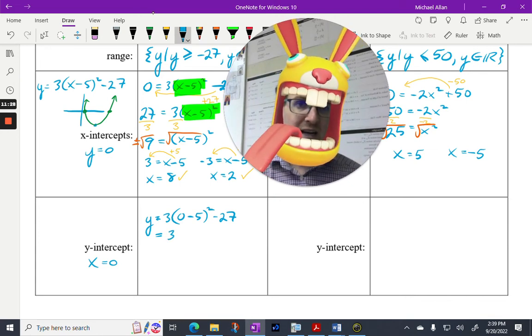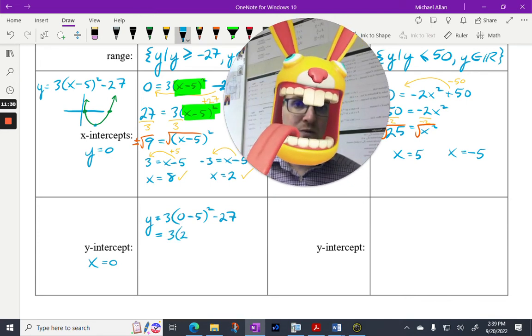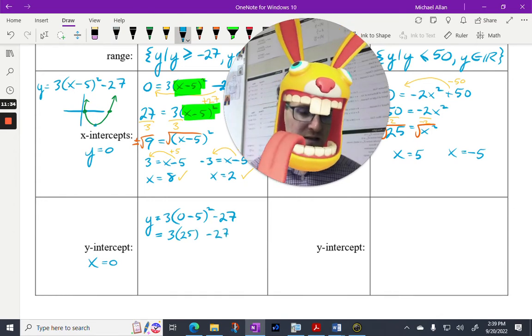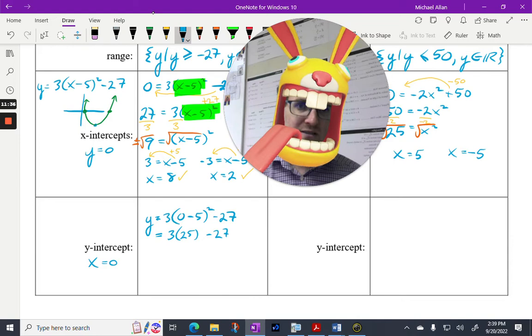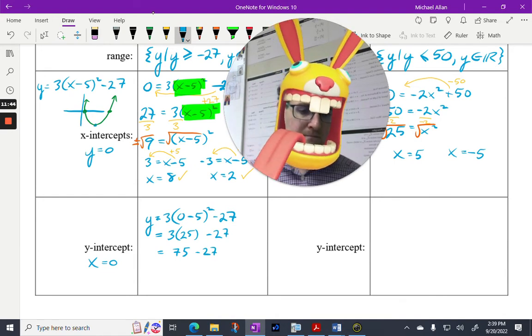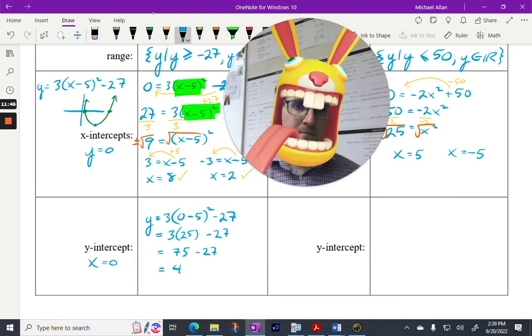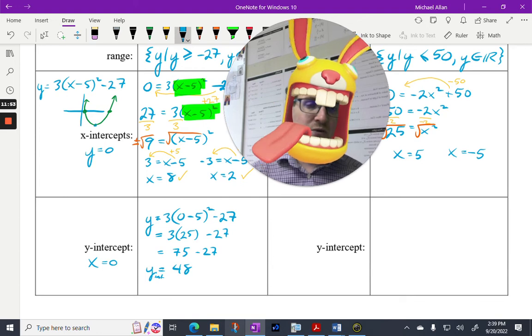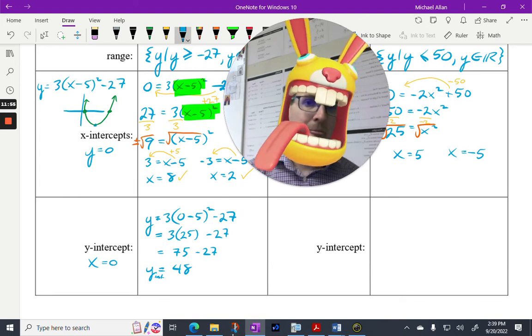So 0 minus 5 is negative 5. Negative 5 squared is 25. So 3 times 25, which is 75, because remember, we've got to do order of operations here. Minus 27. 48. And that's just enough right there. Like, you put the little int for intercept. It's in the box for y-intercept, so it makes sense what it is.